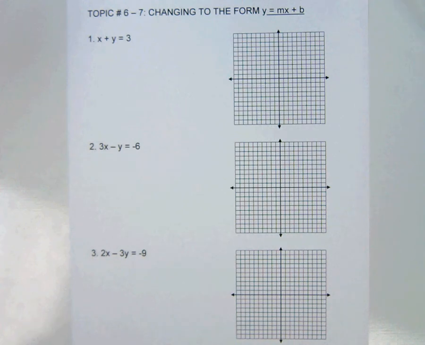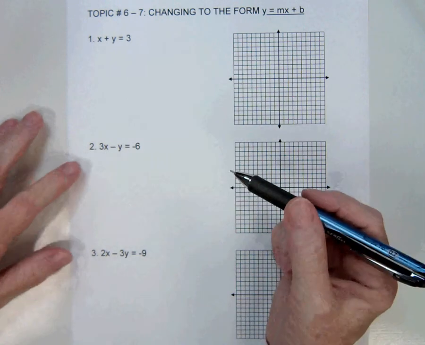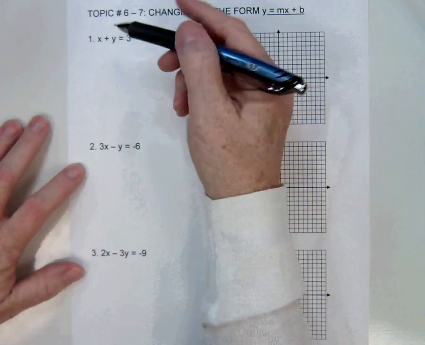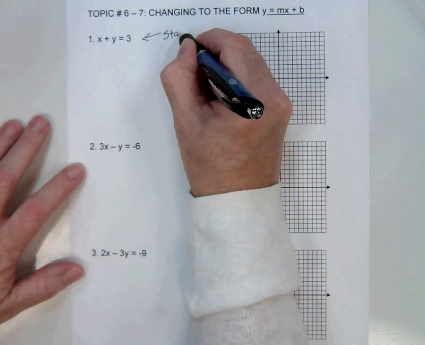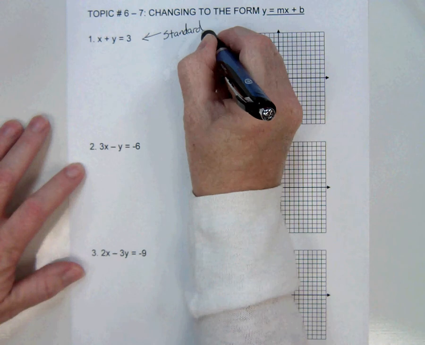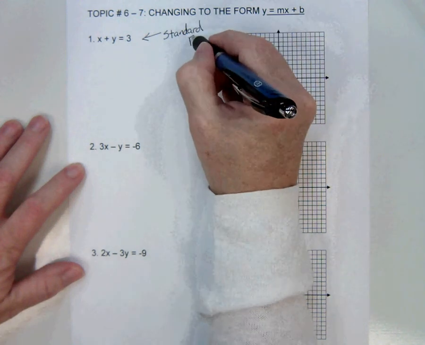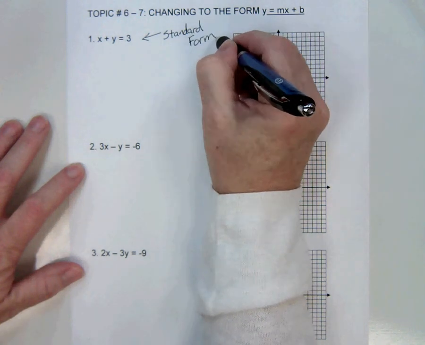Topic 6-7, changing to the form y equals mx plus b. This is actually called the y-intercept form of an equation. Notice the way these look. This is what's called the standard form. That's a standard form of the equation.